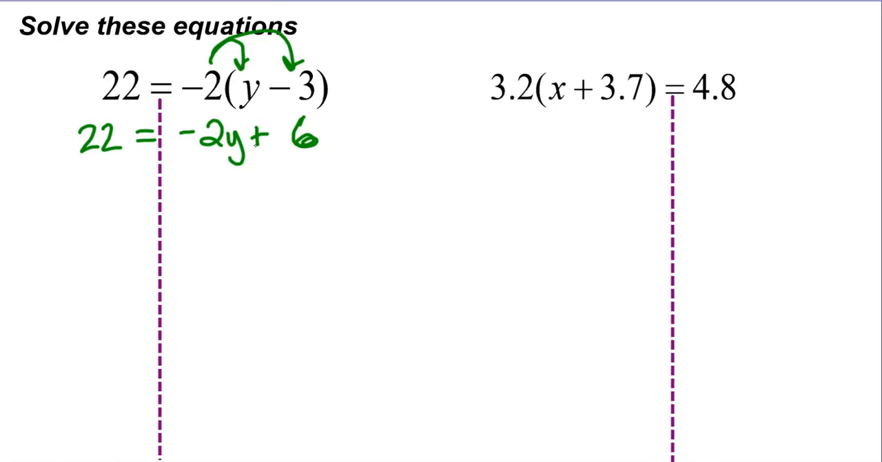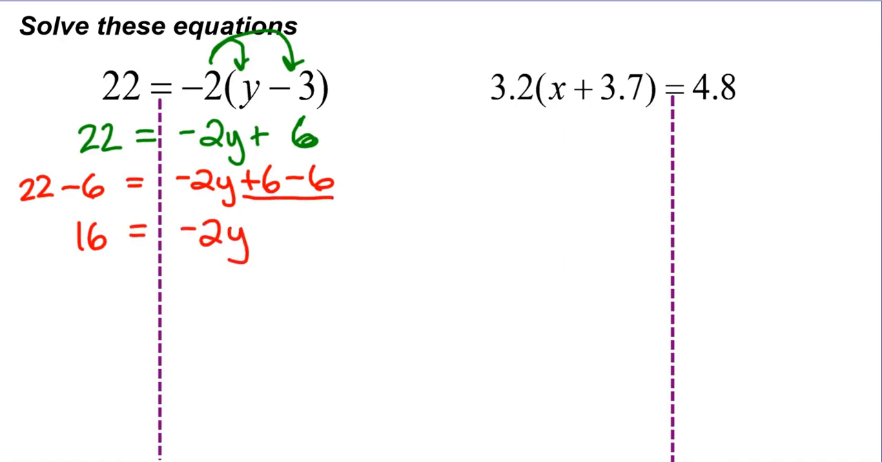Now step 2, I need to undo this addition, adding 6, so I'm going to subtract 6 from both sides. So here's step 2, +6 minus 6, and 22 minus 6 is 16. And these two terms cancel each other out, and I just have -2y. And then now I need to undo this multiplication by using division. I'm going to divide both sides by -2, step 3.